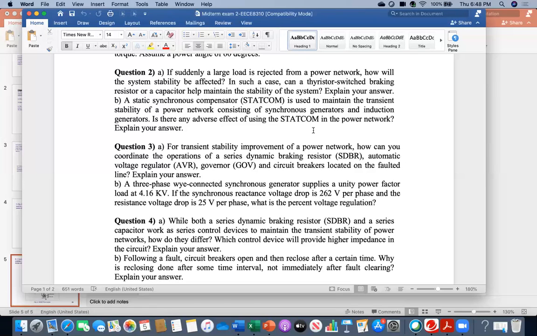Too much switching is happening in that thyristor switched braking resistor, and the impact goes up to that shaft system. The shaft system might oscillate too much, and even one of the shaft sections might be damaged. So that can be the adverse effect, in fact, of any type of controller. Now, how much is too much?